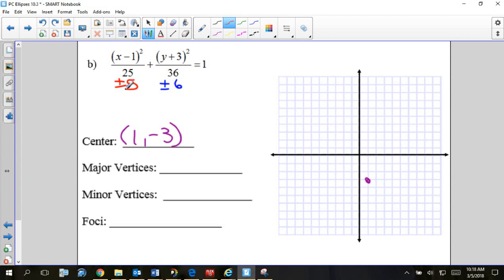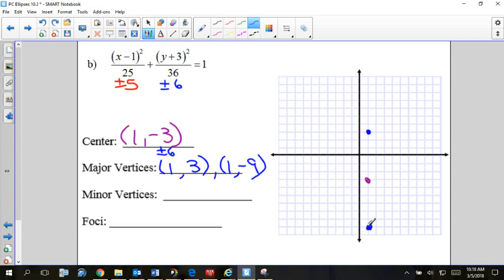So I'm going to add and subtract 6 to the y's, because it's under the y, from the center. So I'm going to have 1, 3 and 1, negative 3, or negative 9. Just kidding. Negative 9. There we go. You could go over to your graph and just add 6 up and down. You don't have to find the answer without the graph. You can use the graph if you like. Do you see what you did wrong?